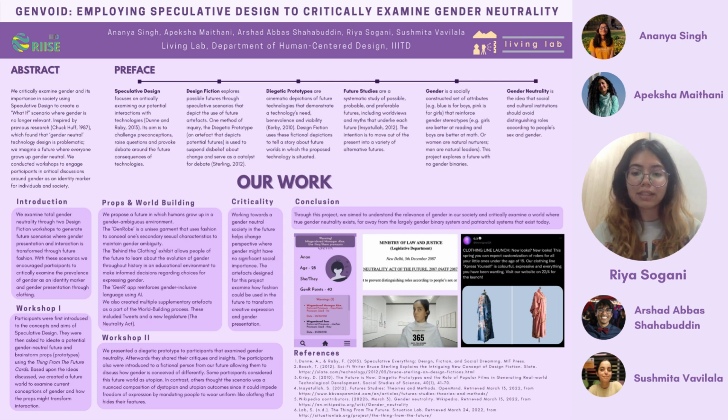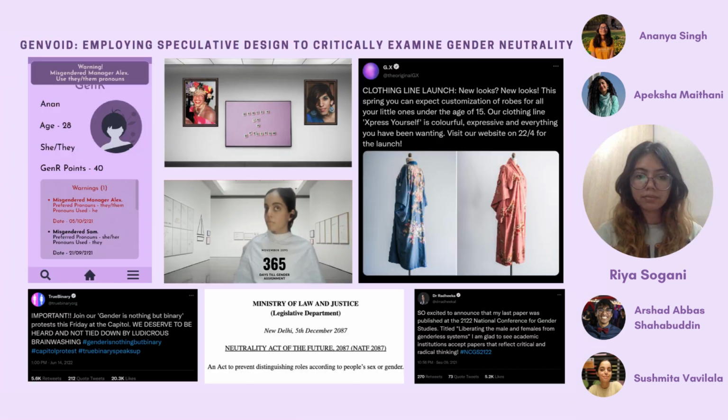On analyzing the insights gained from this first workshop, we were able to create 3 main props and a couple of other artifacts as well to help us envision a future gender-neutral world. The 3 main props from our future include firstly the gen robe, which is a unisex garment that uses fashion to conceal one's secondary sexual characteristics in order to maintain their gender ambiguity.